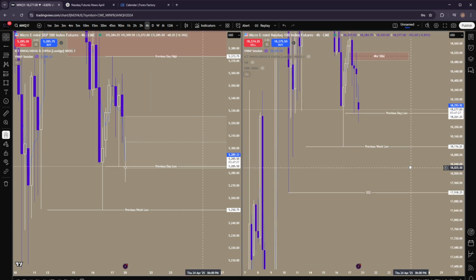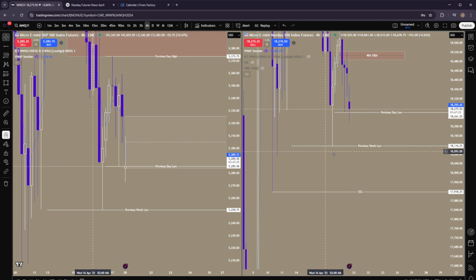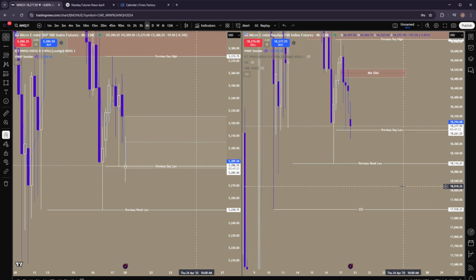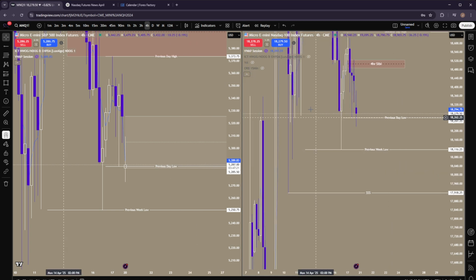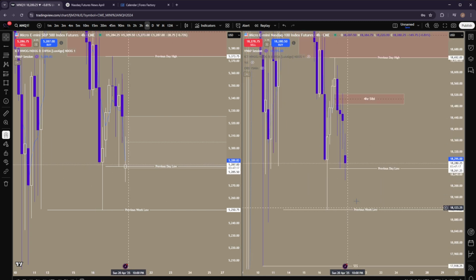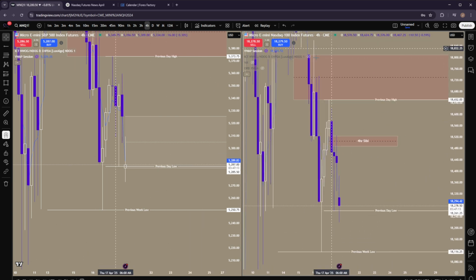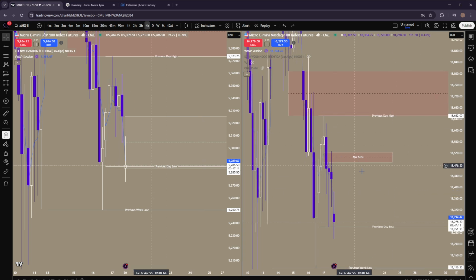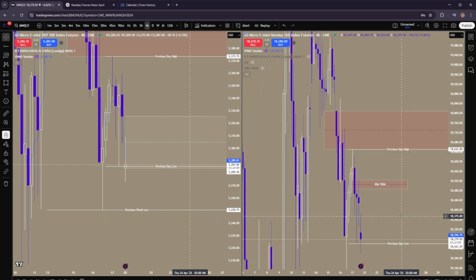So if we get continuation, let's say we get a 4 hour close below this previous week low tonight, then that's when I would really expect us to continue bearish tomorrow. Let's say we fail to sweep that low. Maybe we do sweep it and then we come back up. We get SMT. Okay, now I'm expecting longs back up to that previous day high, to that daily fair value gap, okay? So that's kind of what I'm looking at on the 4 hour.